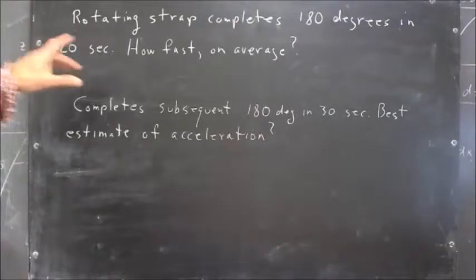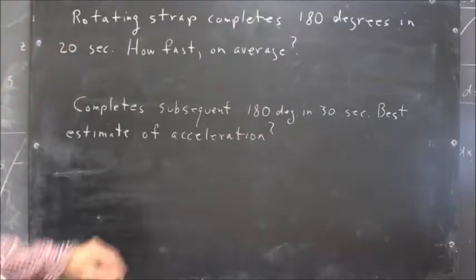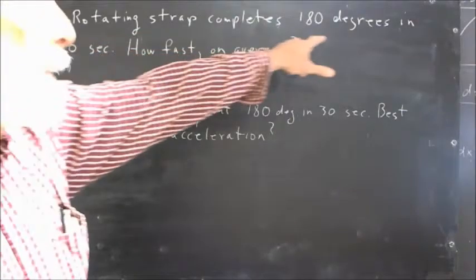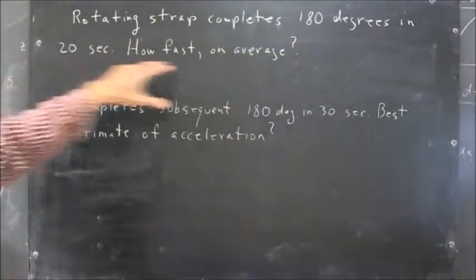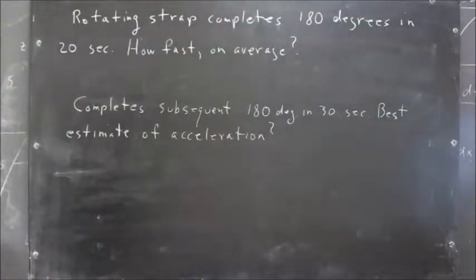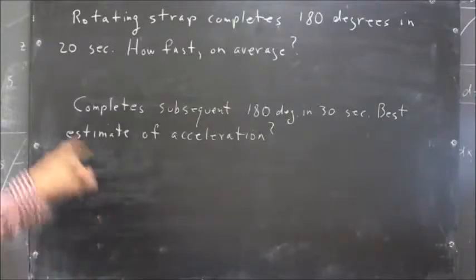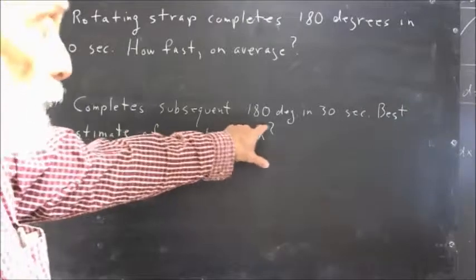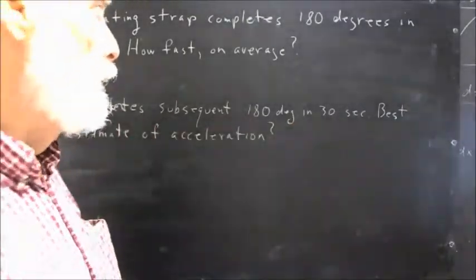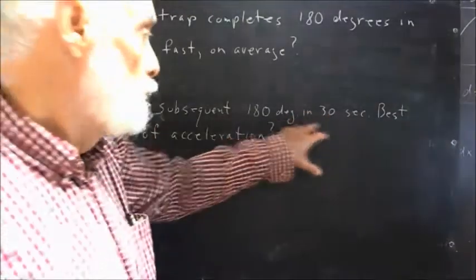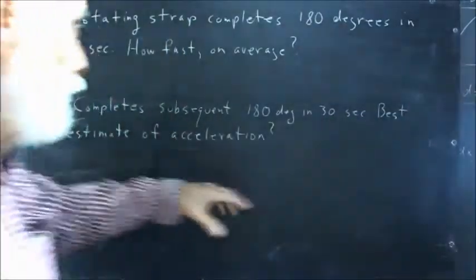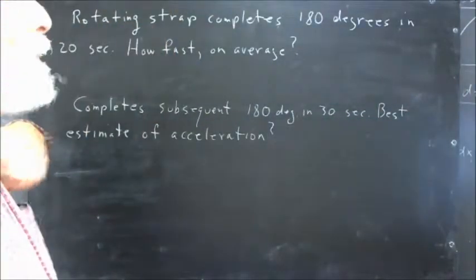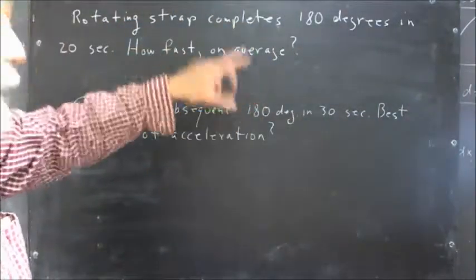Okay, I'm going to start here with a couple of quick questions. We have a rotating strap that completes 180 degrees in 20 seconds. So the question is, how fast is it moving on the average? And it completes a subsequent 180 degree rotation in 30 seconds. That is, it does a total of 360 here.